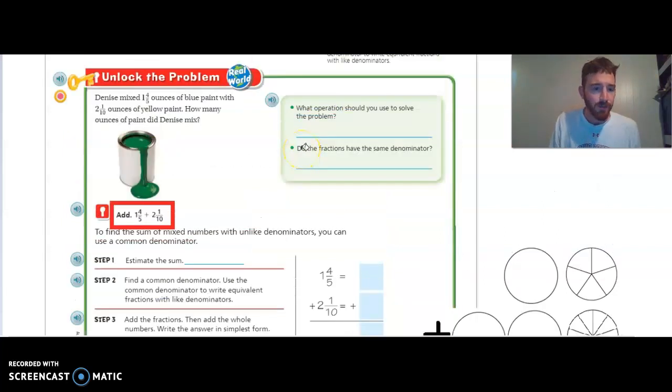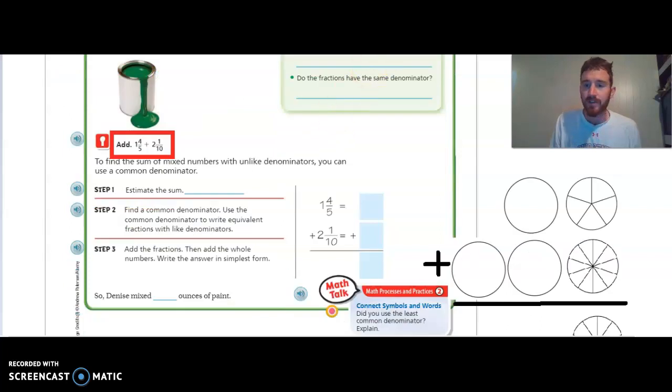Now let's see, we said blue paint is 1 4/5. Let's start off with blue here. Here's my 1 4/5 represented. This would be 1 whole, so 1, and then 4/5 would be 4 out of 5 parts. So it would be like this, 4/5, okay?